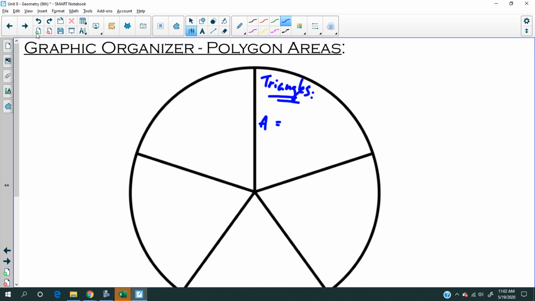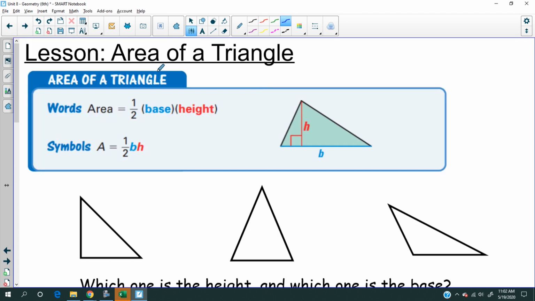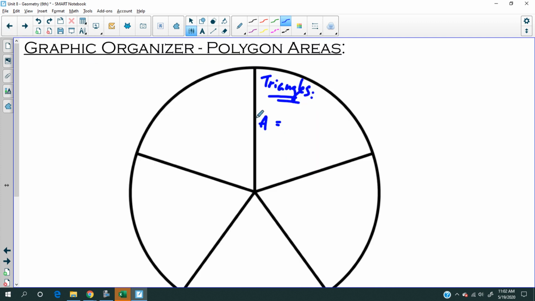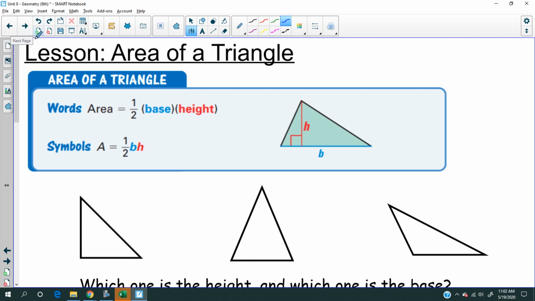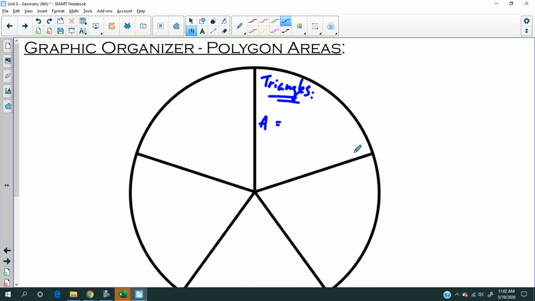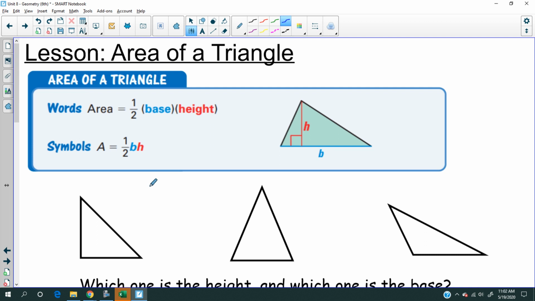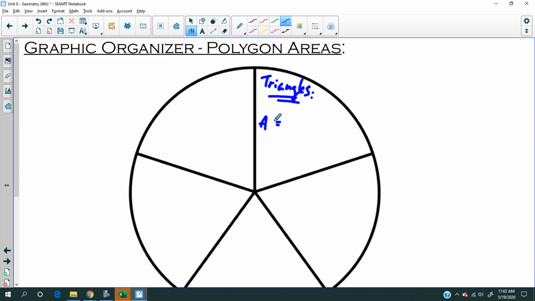Okay, so now you need to write this here. Let me give you a few minutes to write this down. Press pause, write all this stuff in here. Okay, all right, and we're back. So now area is half of base times height, and that's it.